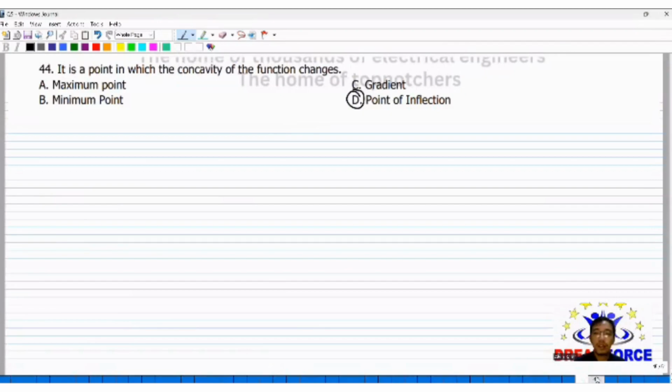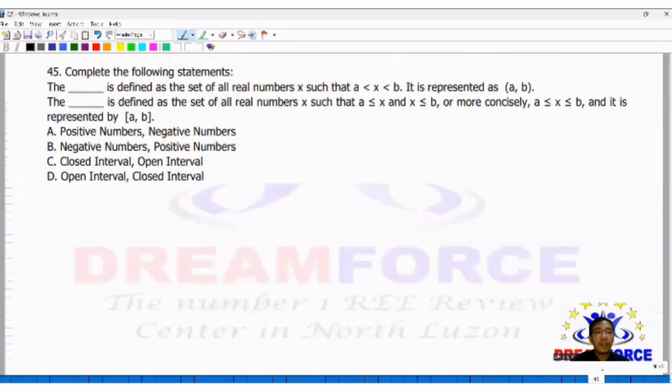Okay, next. Number 45. Complete the following statement. The blank is defined as the set of real numbers such that x is greater than a but less than b and is represented by this.